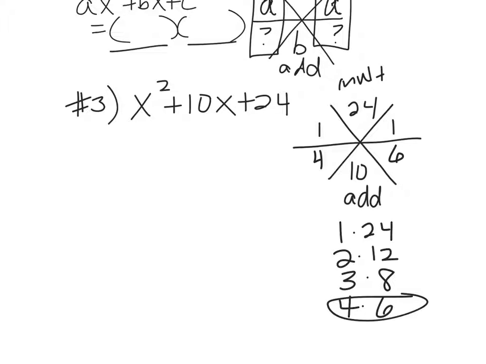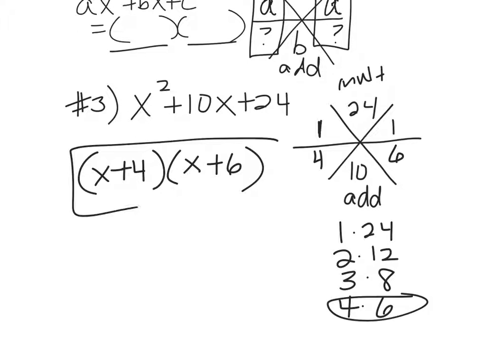And then what we do is we're going to take our binomials. And this number up top is going to be the number in front of x. So it's going to be x plus 4. And this will be x plus 6. You don't need to write the 1 there. Okay? And if I were to FOIL that out, it will equal that quadratic.